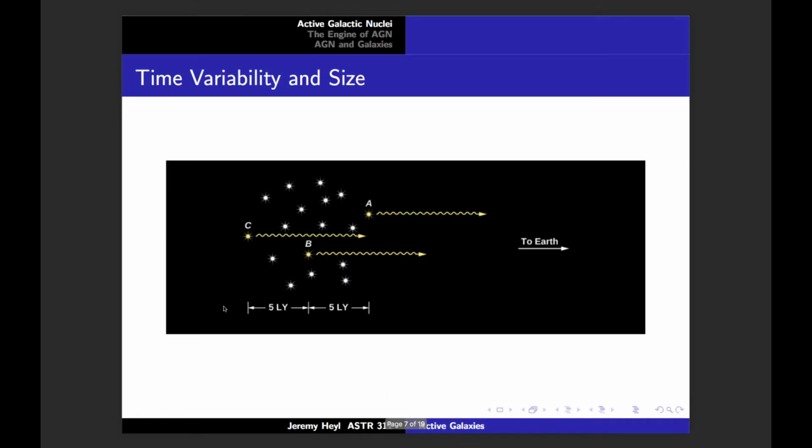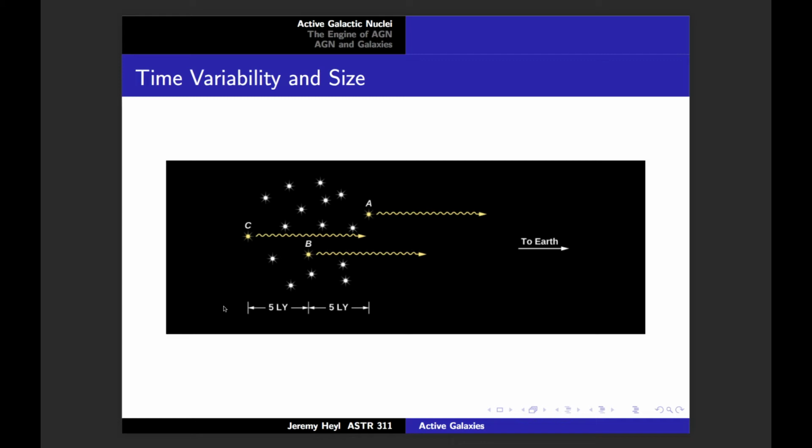Right? And why is that? So let's imagine if I had a bunch of stars, an object or a bunch of stars that's 10 light years across, just for argument's sake. And somehow I get to turn all of those stars on and off all at once. Let's say I turn them all off in an instant, because I can.